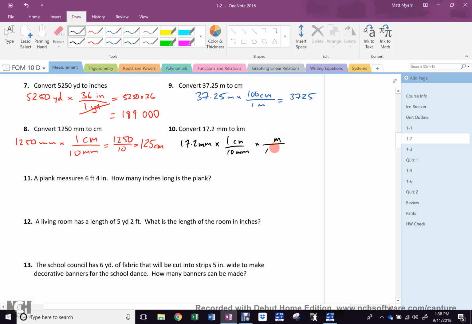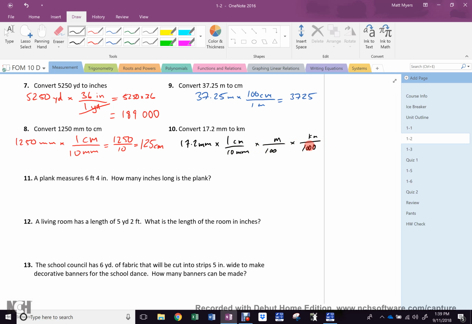Is it 10 or 100? It's 100. So I'm going to need to divide by 100. Then I'm going to need to go meters to kilometers. What's that division? 1,000. So I need to divide by 10, 100, and 1,000. And I'm going to get the right answer. See how you only have to set it up once and you can keep it going.